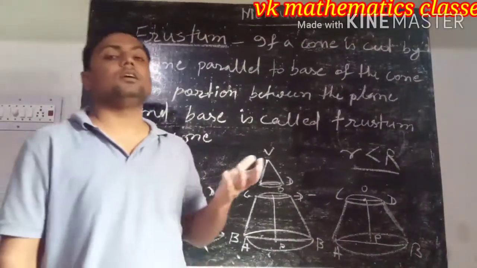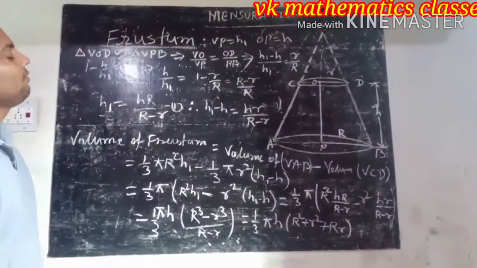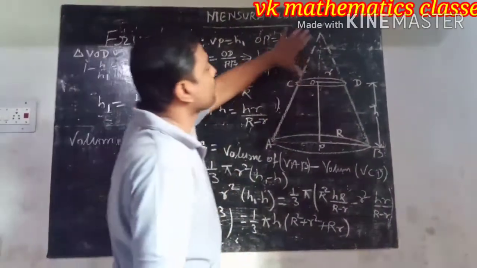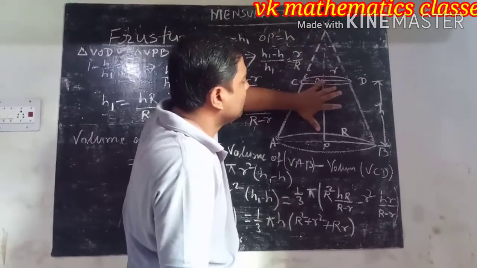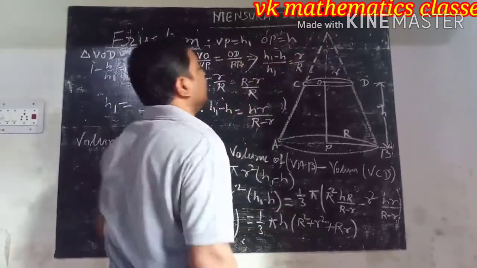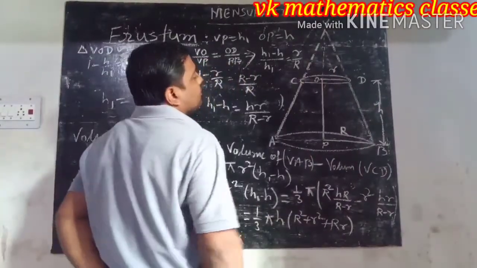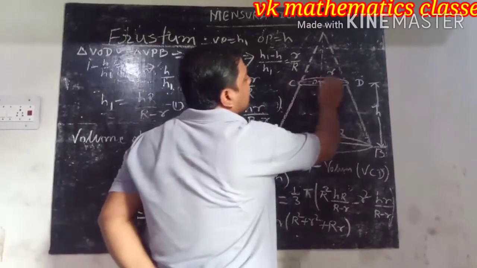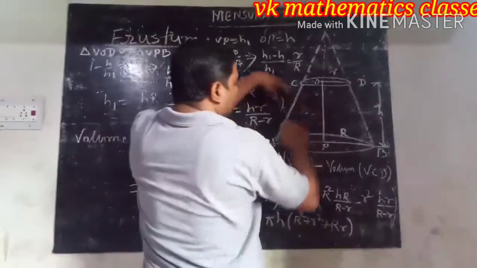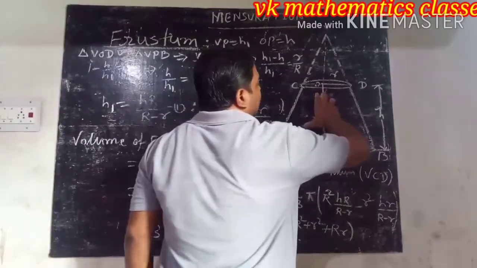Now we discuss its volume and its surface area. First, the volume of the frustum. We take a frustum, which is a part of a cone, so we draw a figure of the cone. Suppose VAB is a cone cut by a plane CD which is parallel to the base. So ABCD is the frustum. Now we find the volume of the frustum ABCD.